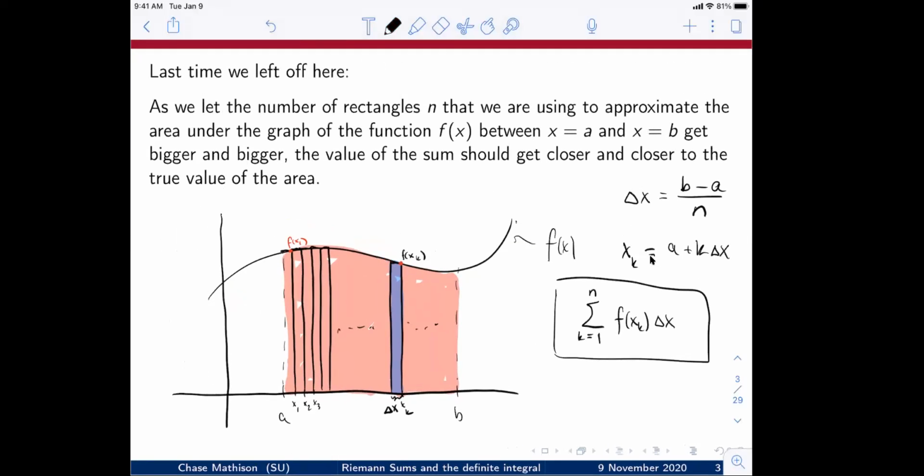So the idea is, if I want to find the red area, not just approximately, what do I do? If I use 10 rectangles, this is a decent estimate. If I use 100 rectangles, it's an even better estimate. If I use 1 billion rectangles, that's a pretty darn good estimate. What am I describing right now? I'm letting n get bigger and bigger. What is that?